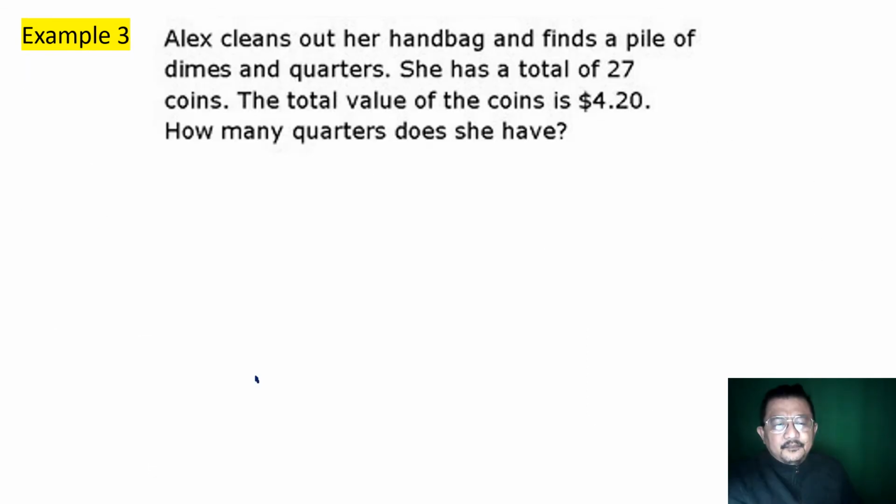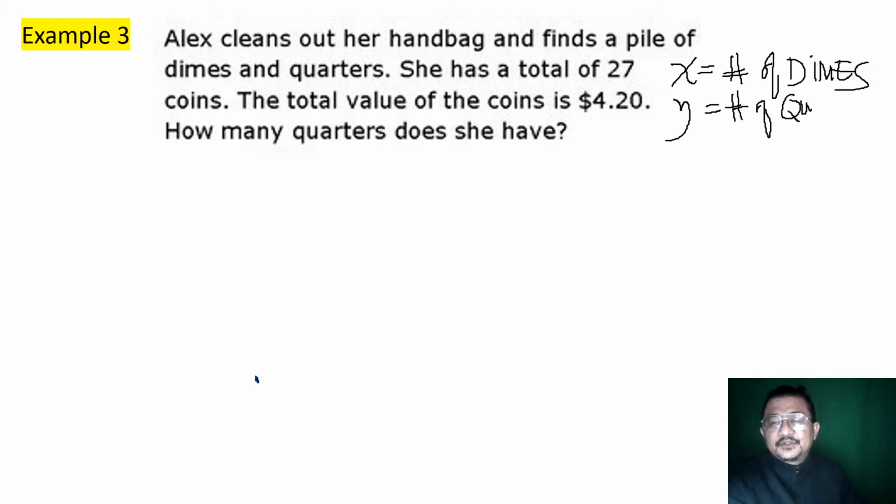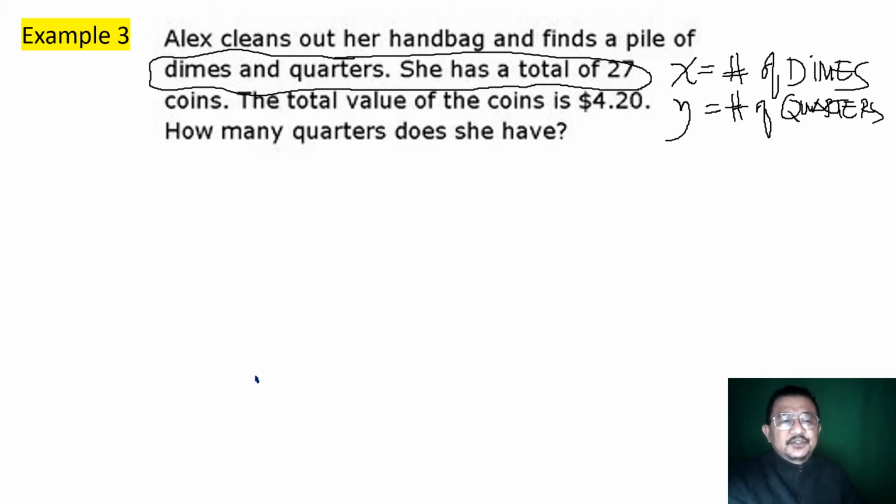All right, so let's read this. Alex cleans out her handbag and finds a pile of dimes and quarters, okay, coins. But the total coins is 27 coins. But the total value now, okay, the exact value is $4.20. How many are quarters? So what are the needed variables here? x would be the number of dimes. y would be the number of quarters. Okay. Let's first make our equation. Okay, dimes and quarters, and the total is 27 coins. So how do you write that?